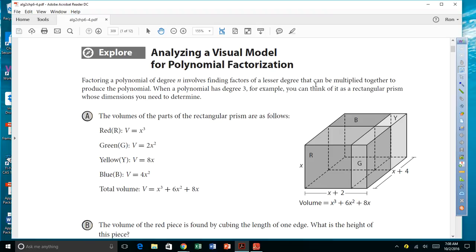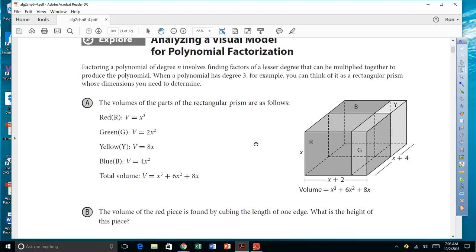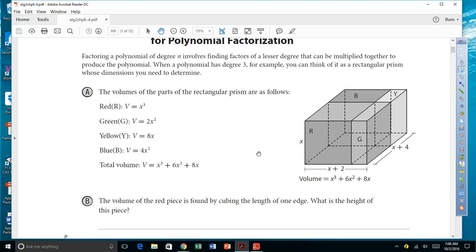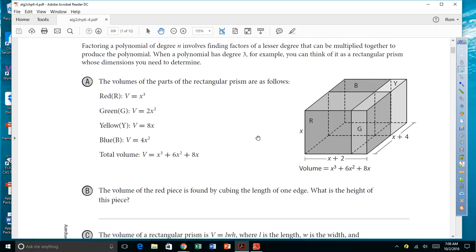Analyzing a visual model for polynomial factorization. Factoring a polynomial of degree n involves finding factors of a lesser degree that can be multiplied together to produce a polynomial. When a polynomial has degree 3, for example, you can think of it as a rectangular prism whose dimensions you need to determine.